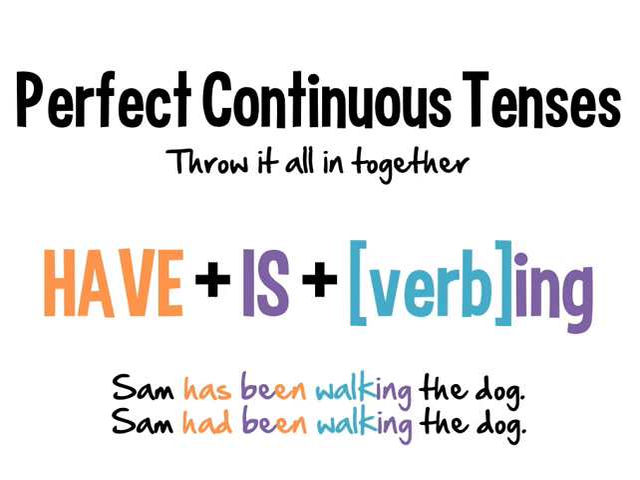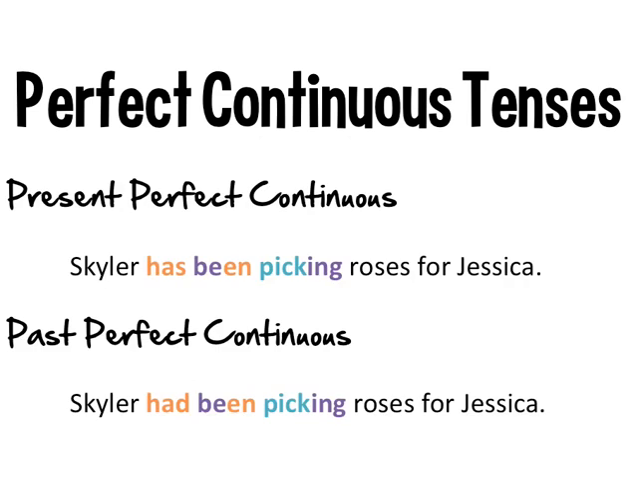When we use the perfect, we take has and we put the en ending on the verb that's the form of to be. In this case, it will always turn into been. And then we're going to have our verb plus the ing ending that comes from our continuous tense, and that's how we get been, verb plus the ing on the end. All right, for our present perfect continuous, this is in the present tense because our first helping verb is in the present tense. Skylar has been picking roses for Jessica.